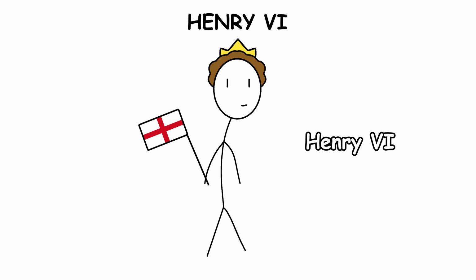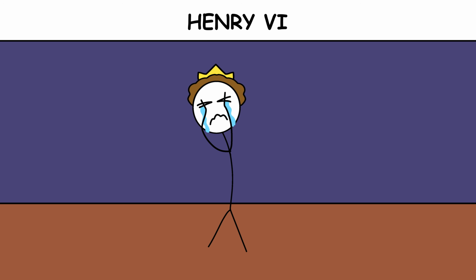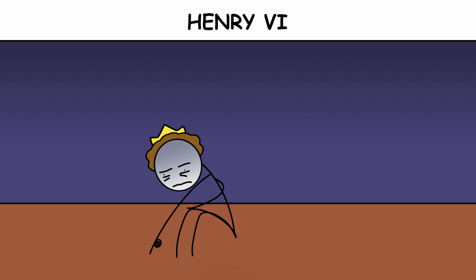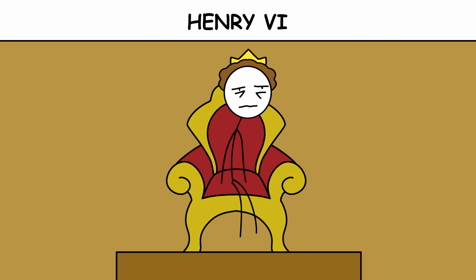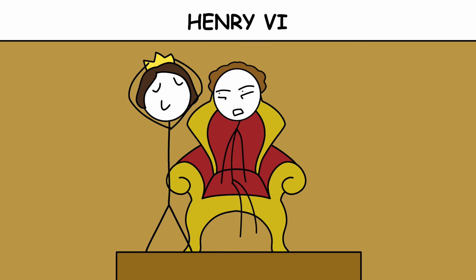Henry VI became King of England when he was 9 months old. By the time he grew up, he suffered from mental breakdowns that left him completely incapacitated. Henry's weakness triggered the War of the Roses in 1461. Edward of York defeated Henry's forces at the Battle of Towton and seized the throne.